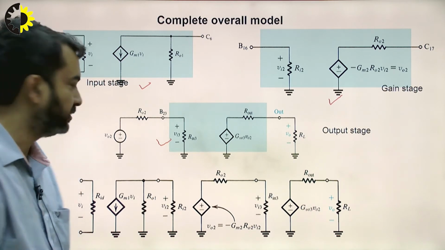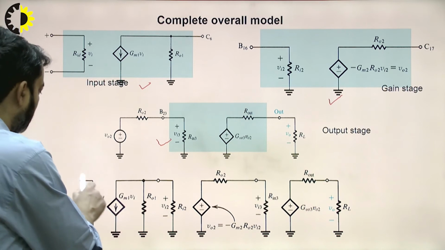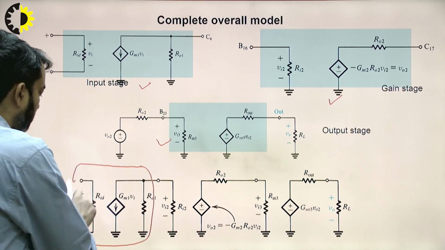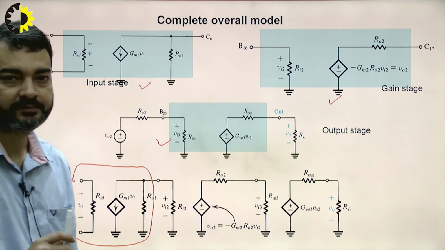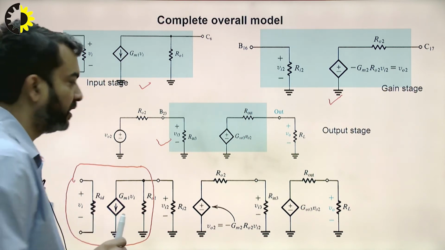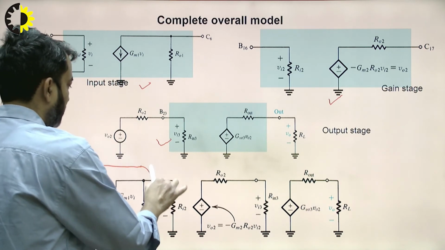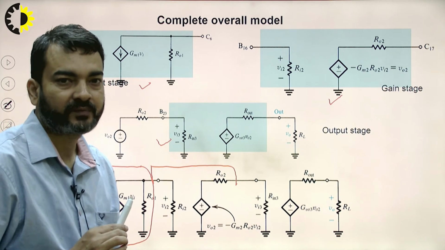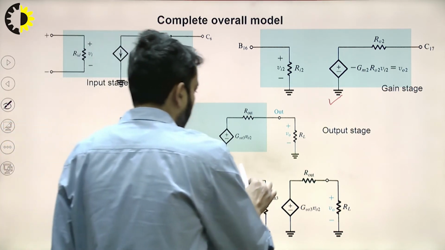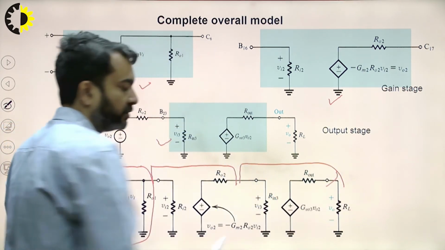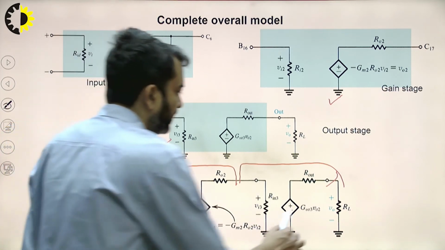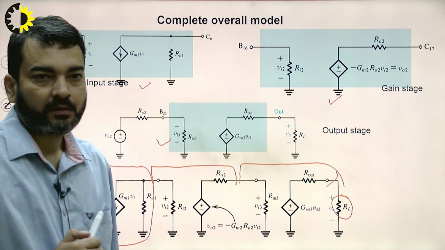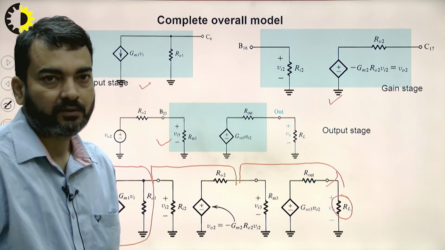So if we see in the overall model, this part is the input stage, then this part starting from this point to this point is the gain stage, and this overall part is the output stage. Here we have connected a load resistance of RL. So now we can calculate the overall gain.